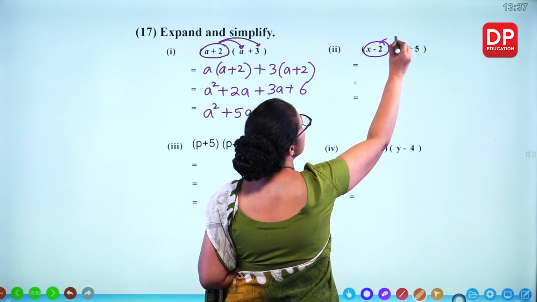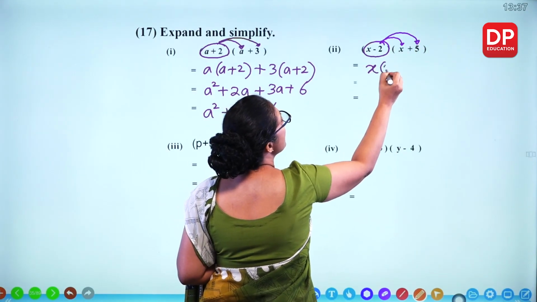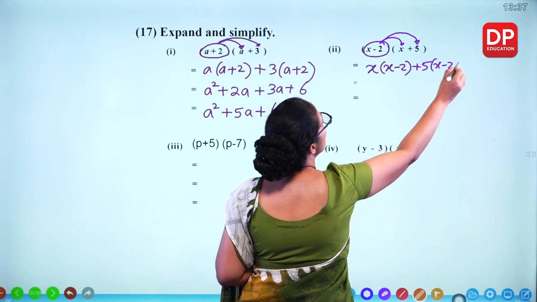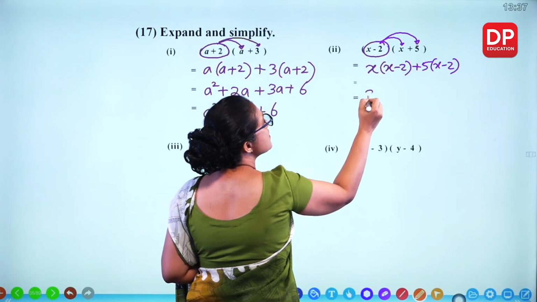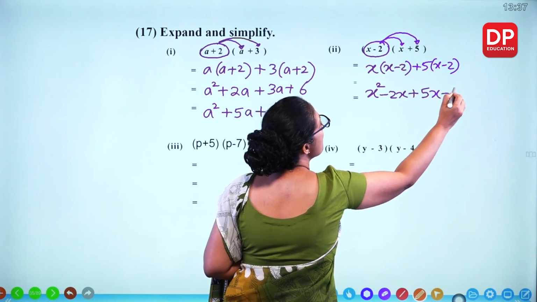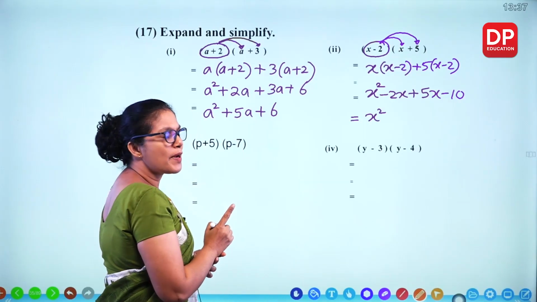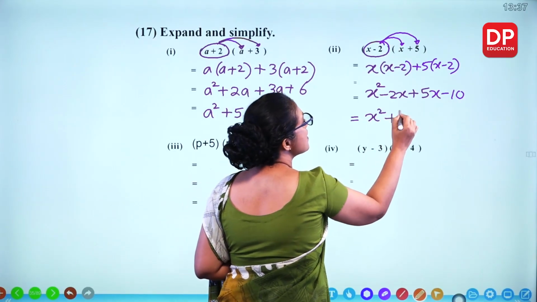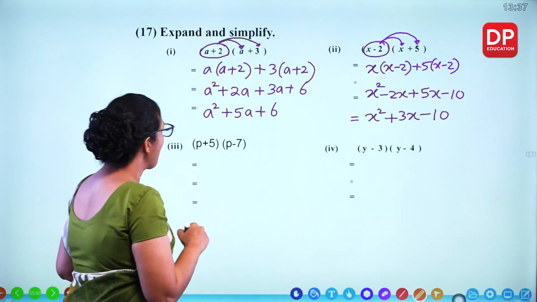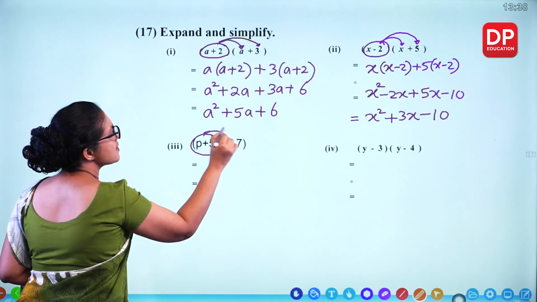This one, do the same thing. The whole expression multiplied with this one. x into x minus 2. 5 into x minus 2. Then expand brackets. x squared minus 2x plus 5x minus 10. So x squared is there. Minus 2 plus 5, that's plus 3x, minus 10.